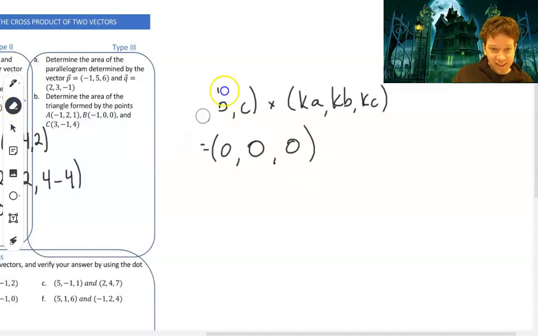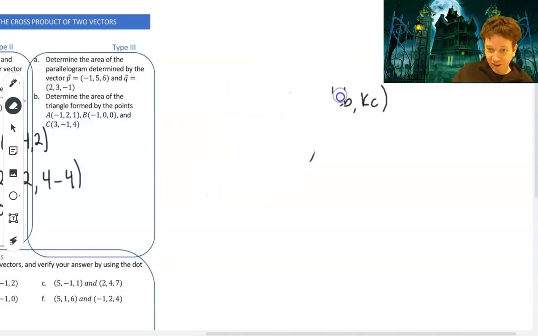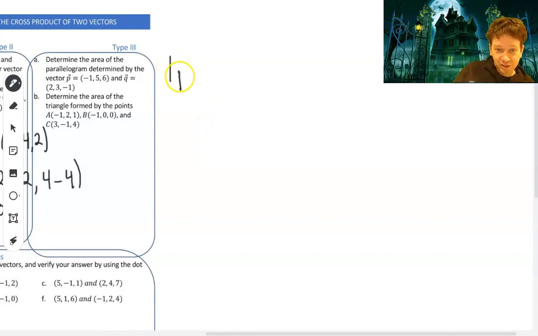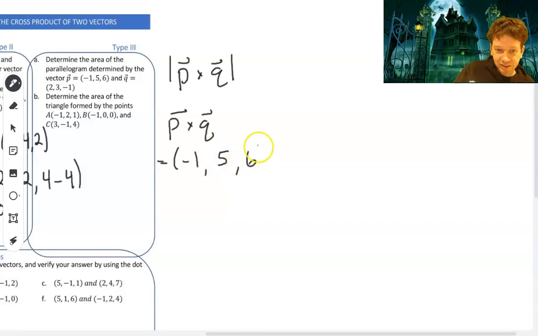Okay, I'm going to erase this so I have room to do our last example, example number 3, and this is the parallelogram. So we're going to determine the area of the parallelogram by the vectors p and q. And to do that, we need to find the magnitudes of their cross products. So the magnitude of p cross q. All right, to do that, let's first figure out what p cross q is. So that's the vectors -1, 5, and 6 cross 2, 3, -1.